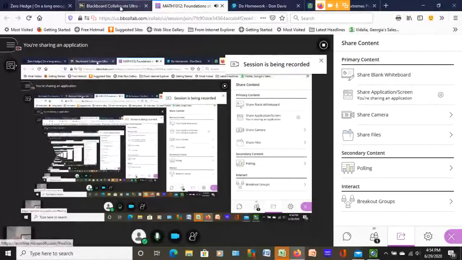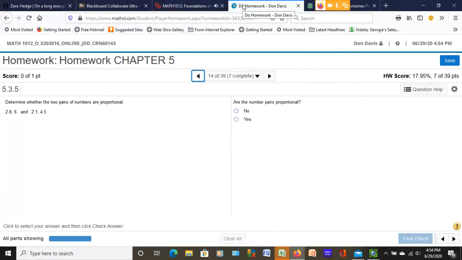Okay, so this problem is from chapter 5, and it says determine whether the two pairs of numbers are proportional. The pairs of numbers are 2.8 and 6, and 2.1 and 4.5. They want to know, are they proportional? Let me just make a note here. Are they proportional? All right, and so what does this mean?